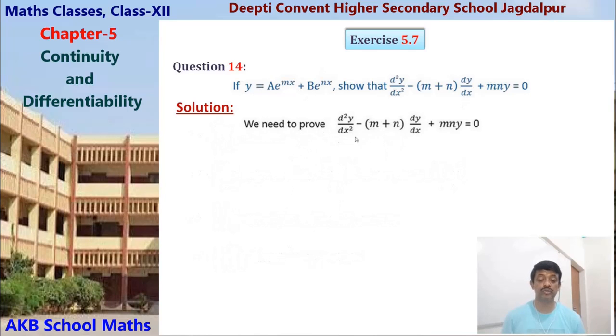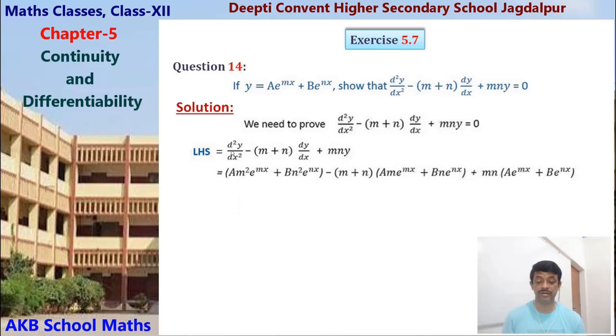Okay, we need to prove this is equal to 0. Clear? So the left hand side equals d2y by dx square minus (m plus n) dy by dx plus mny. Now put in the value of d2y by dx square, this is the value of dy by dx, and this is the value of y. Now multiply it.